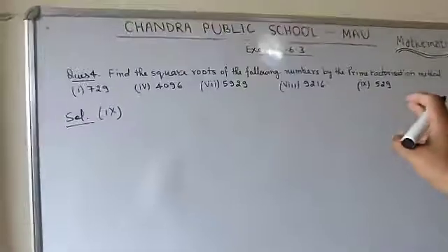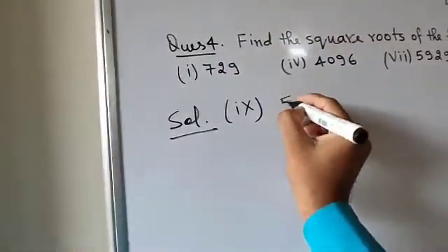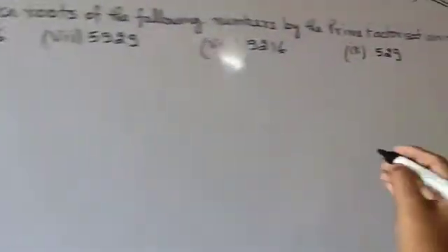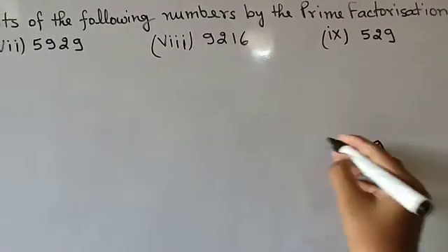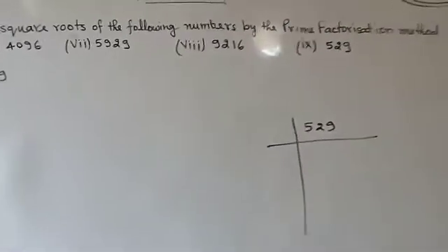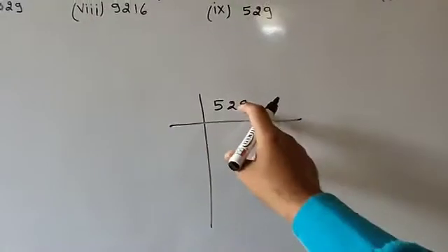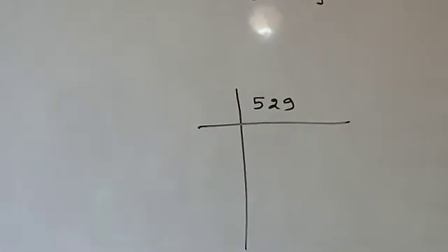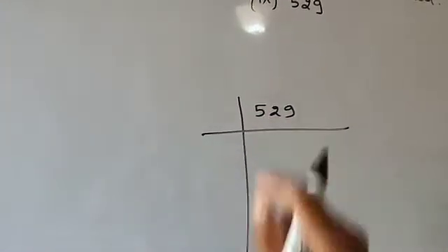Now I am going to explain the ninth part of the question. That number is given 529. So you need to find the square root of 529. This number is not divisible by 2. You will check for 3. So 5 2 9 adds to 16, and 16 is not divisible by 3, so that number will also not be divisible by 3.